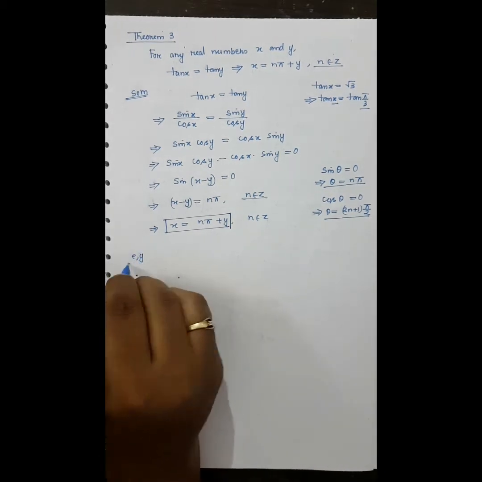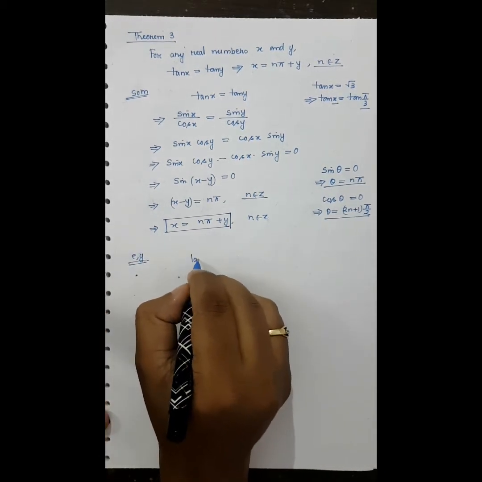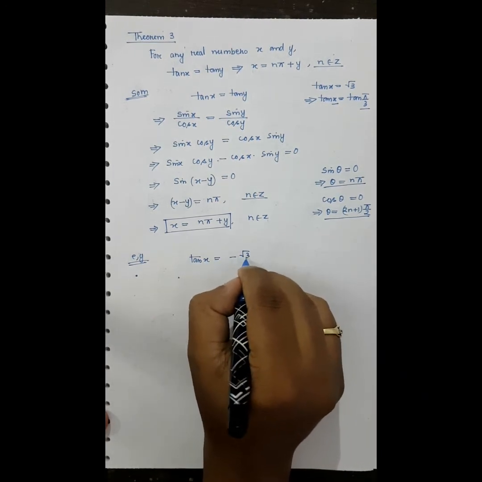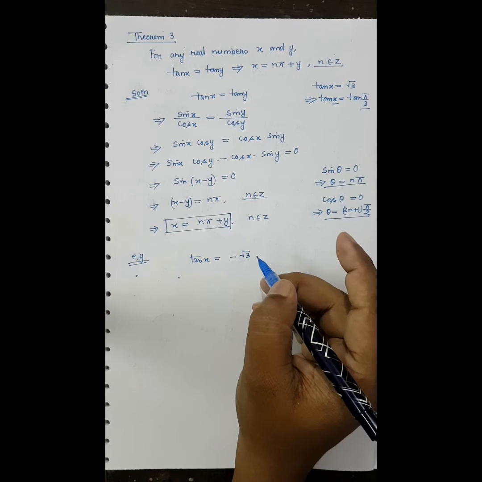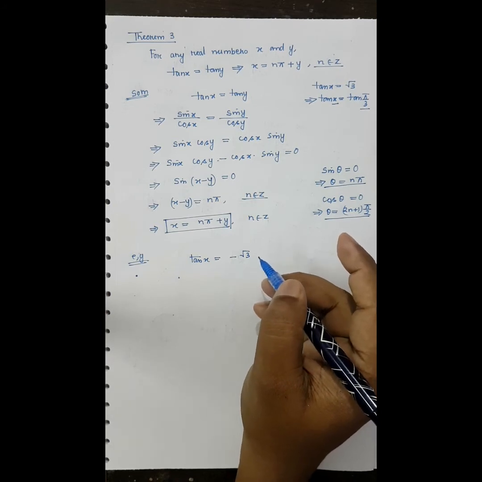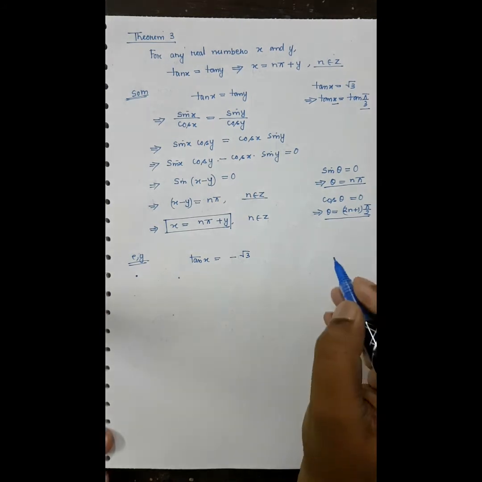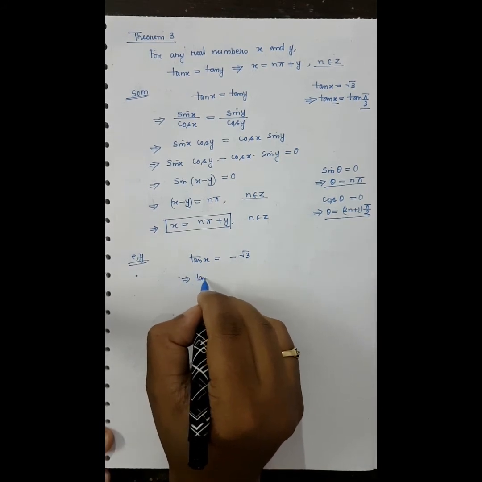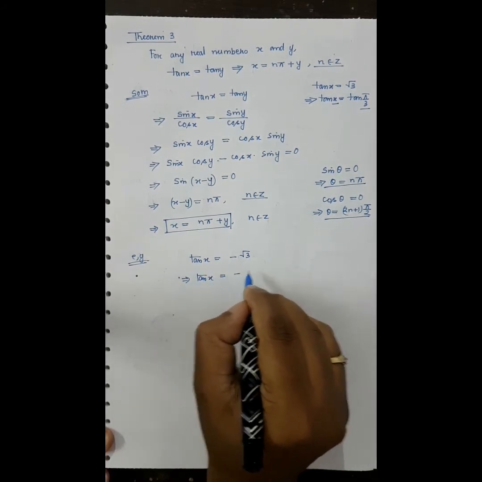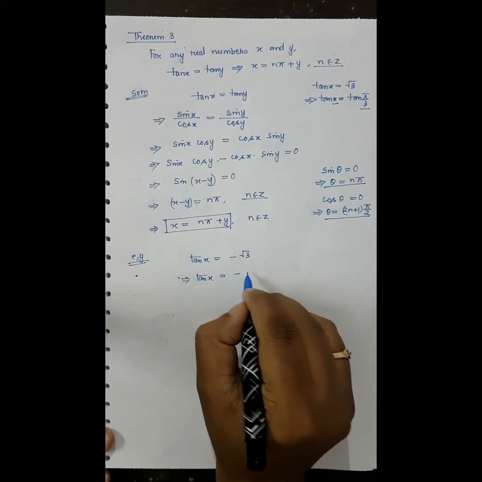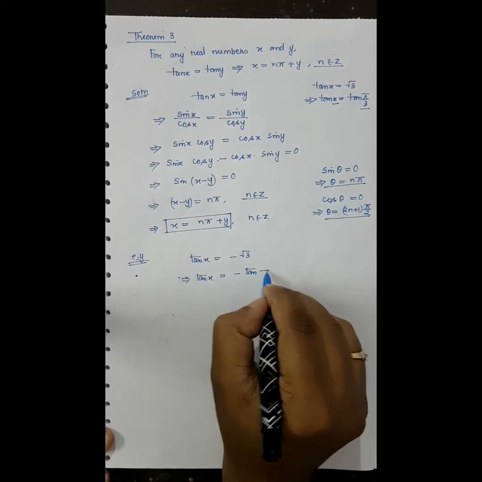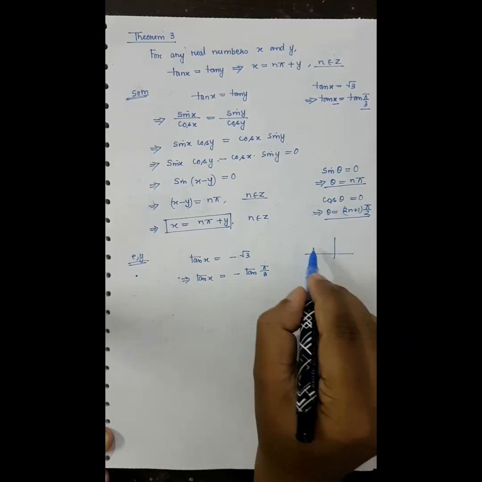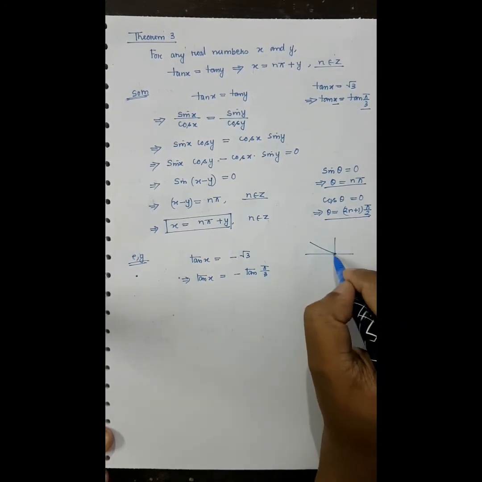Example, if you are given tan x is equal to minus root 3. Now tan theta is negative in which quadrant? In second quadrant or in fourth quadrant. So we know that tan x is equal to minus root 3. We know root 3 is equal to tan pi by 3. So we have to take the angle in second quadrant. This is pi by 3.